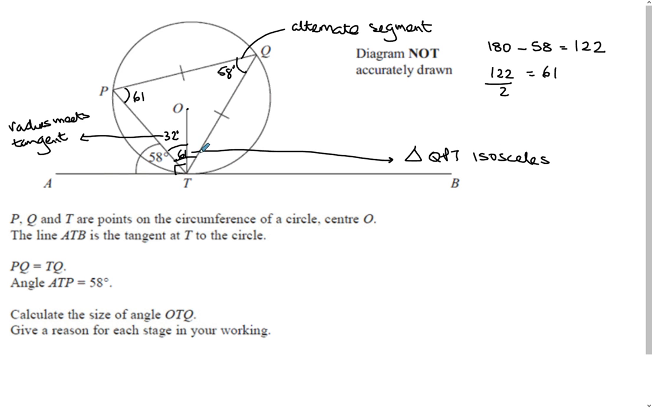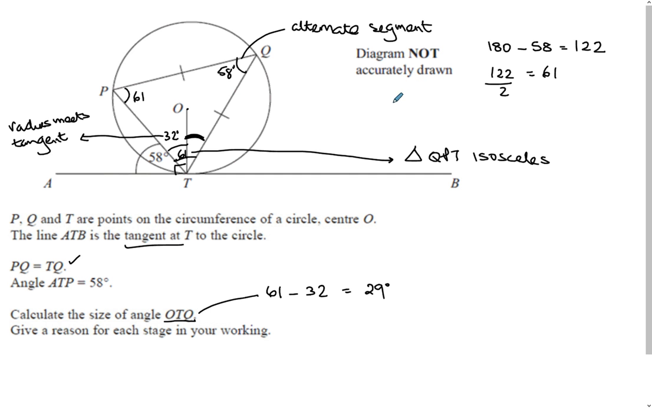Yeah, okay. The line ATP is the tangent, we saw that. PQ equals TQ, yes, we've got the isosceles. That's 58. Calculate the size of angle OTQ. So OTQ, we need that bit there. And that bit there is just the full 61 minus the 32, which is 29.